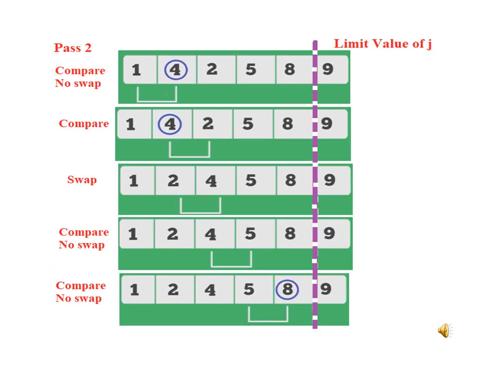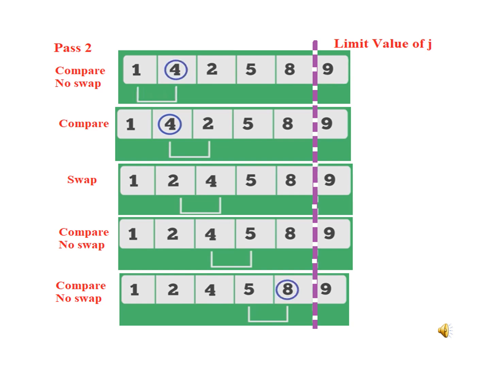Next we are going to see part 2. Compare 1 and 4. 1 is less than 4, so we don't swap the elements. Next we have to compare 2 and 4. 2 is less than 4, so we don't swap. Next we have to compare 4 and 5. 4 is less than 5, so we don't swap.